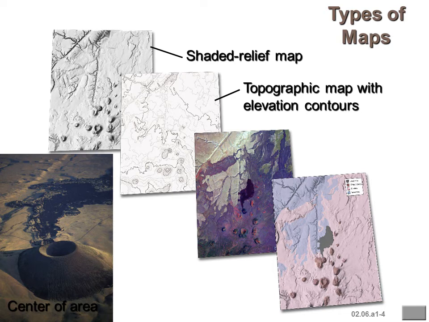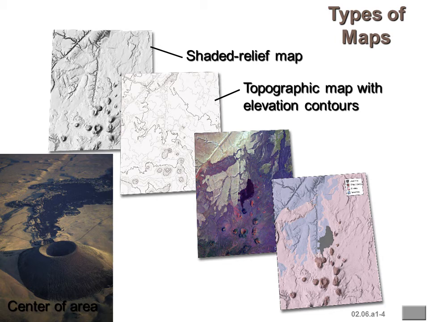Topographic maps are fantastic. What they depict about the Earth's surface is the elevation above sea level and the land surface using contour lines. A topographic map shows the elevation above sea level of the land surface using contour lines. So a contour line is just a line that connects every point that's a certain elevation.